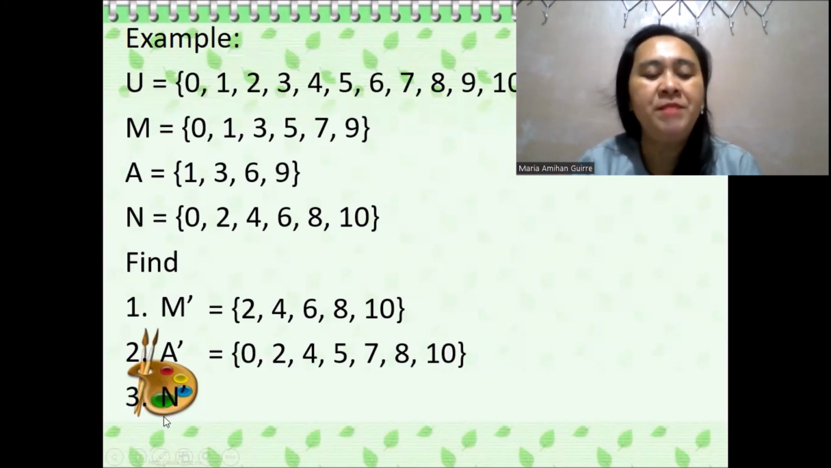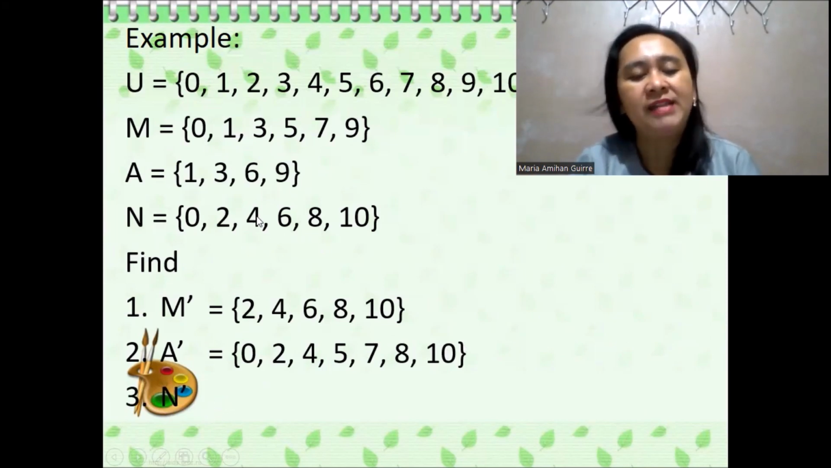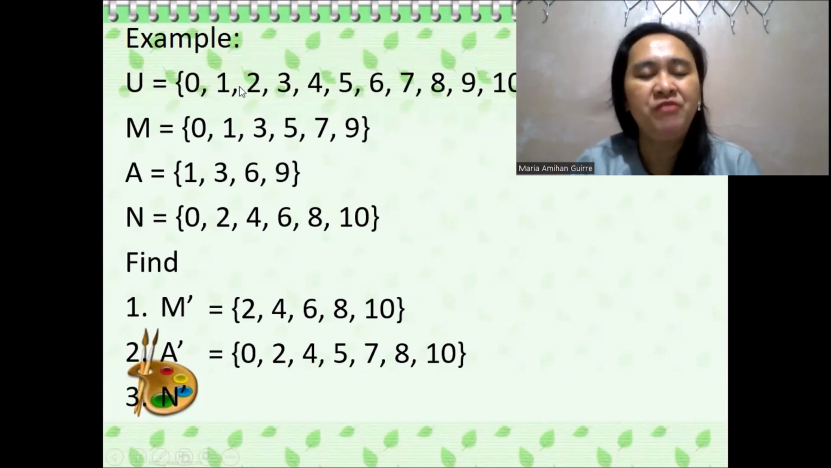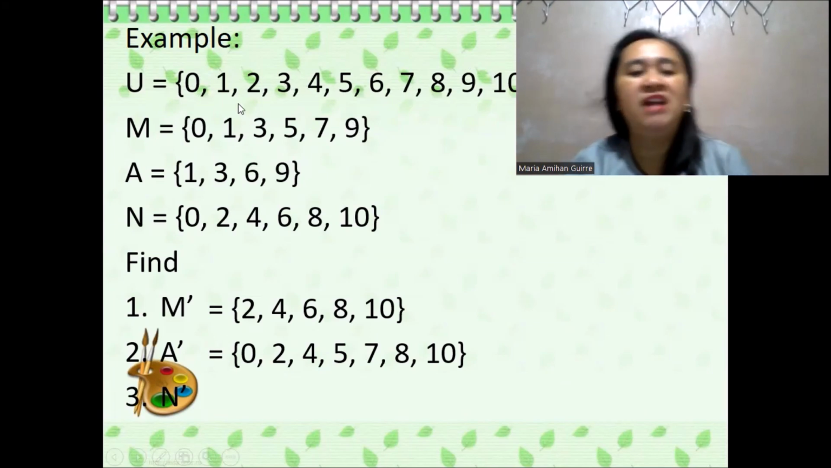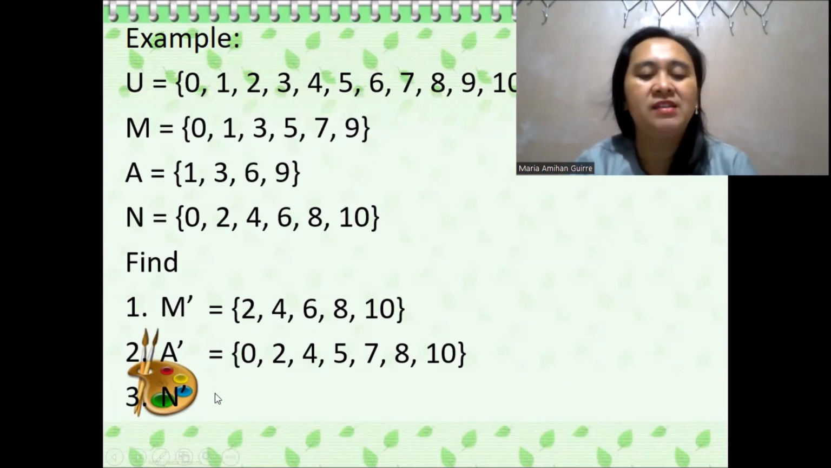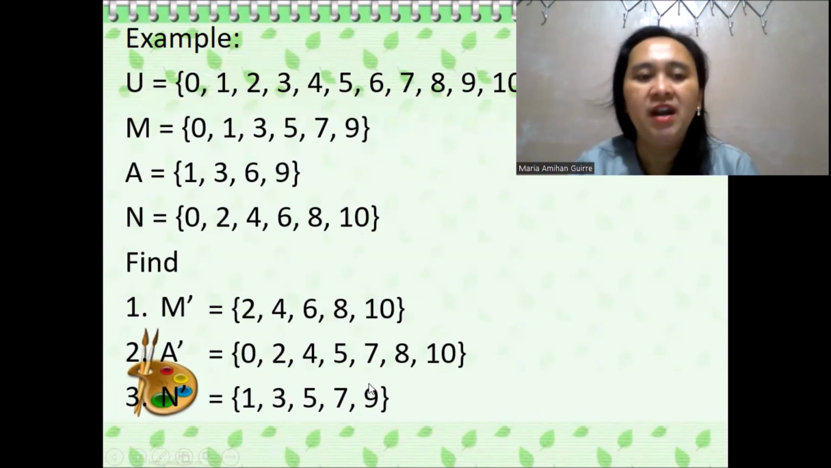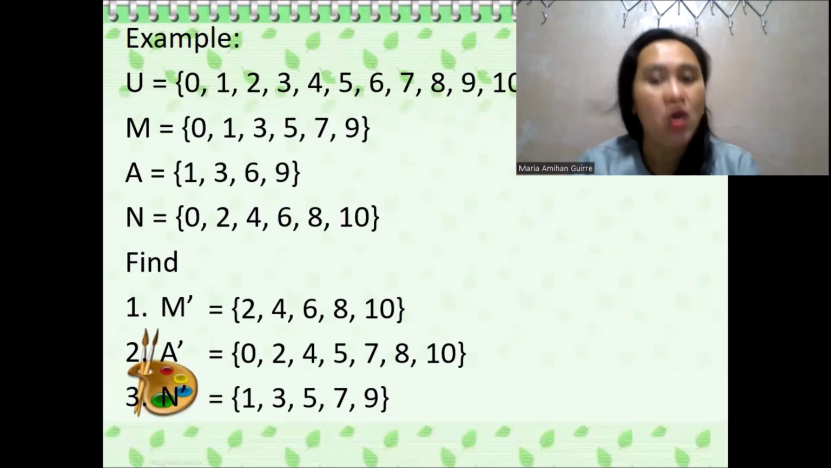And find the complement of N or N prime. So, all elements of set N cancel from the universal elements. So, cancel ang 0, 2, 4, 6, 8, and 10. Then, the remaining elements from the universal is the complement of N. And these are 1, 3, 5, 7, and 9. I hope clear. Complement, ang tinatawag na complement, and how to find the complement of the given set.